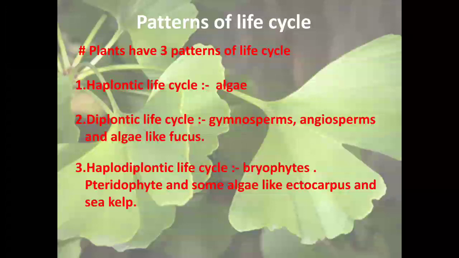Sometimes the haplodiplontic life cycle is also found in the bryophytes and pteridophytes, and in some algae like Ectocarpus and sea kelp, meaning brown algae. In haplodiplontic life cycles, the haploid phase dominates in some and the diploid phase dominates in others. So both types of life cycle are found in bryophytes, pteridophytes, and some algae like Ectocarpus and sea kelp, the brown algae. So these are the three basic patterns of the life cycle.